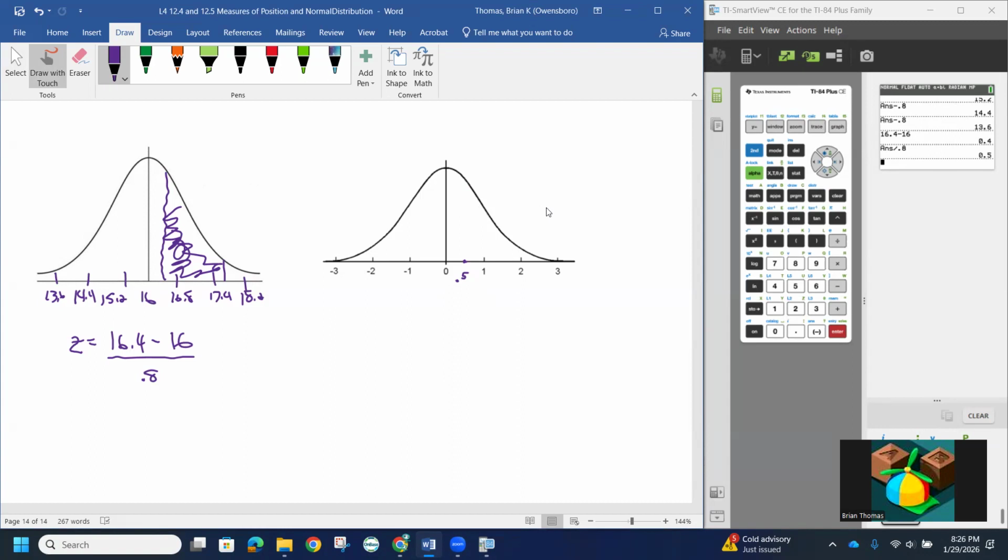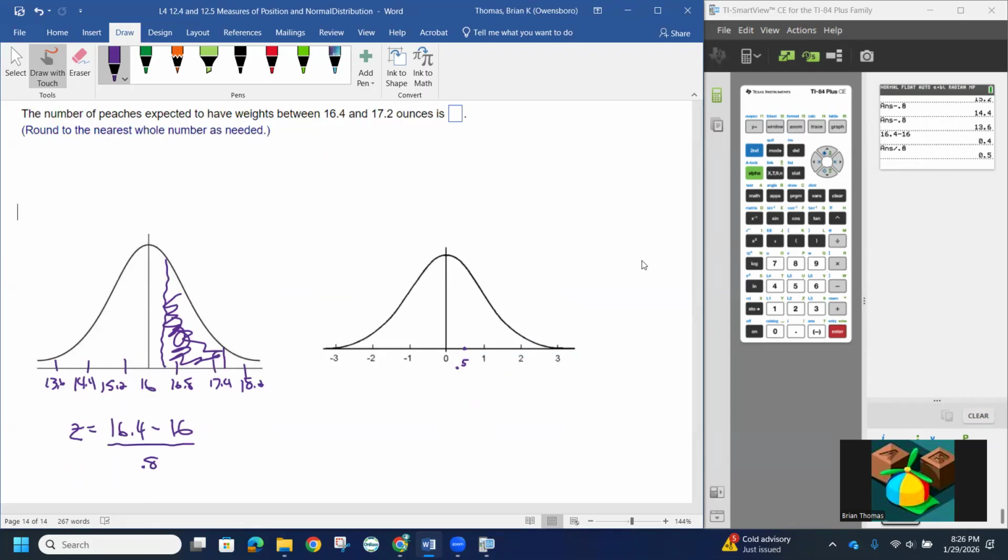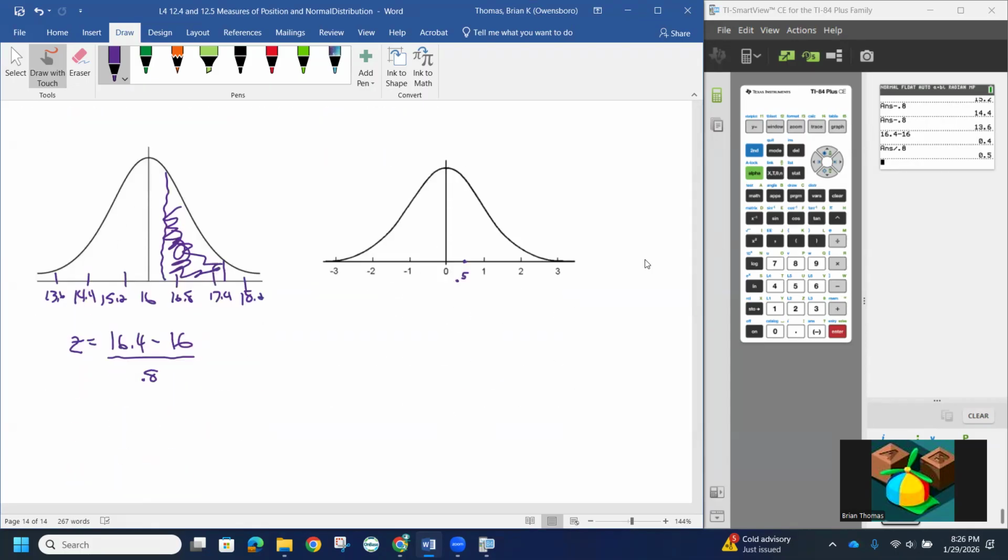And then the other one we have is 17.2. So the other z-score is going to be z equals 17.2 minus 16 divided by 0.8. So if we type that in, 17.2 minus 16, divide that by 0.8, it gives us 0.15.